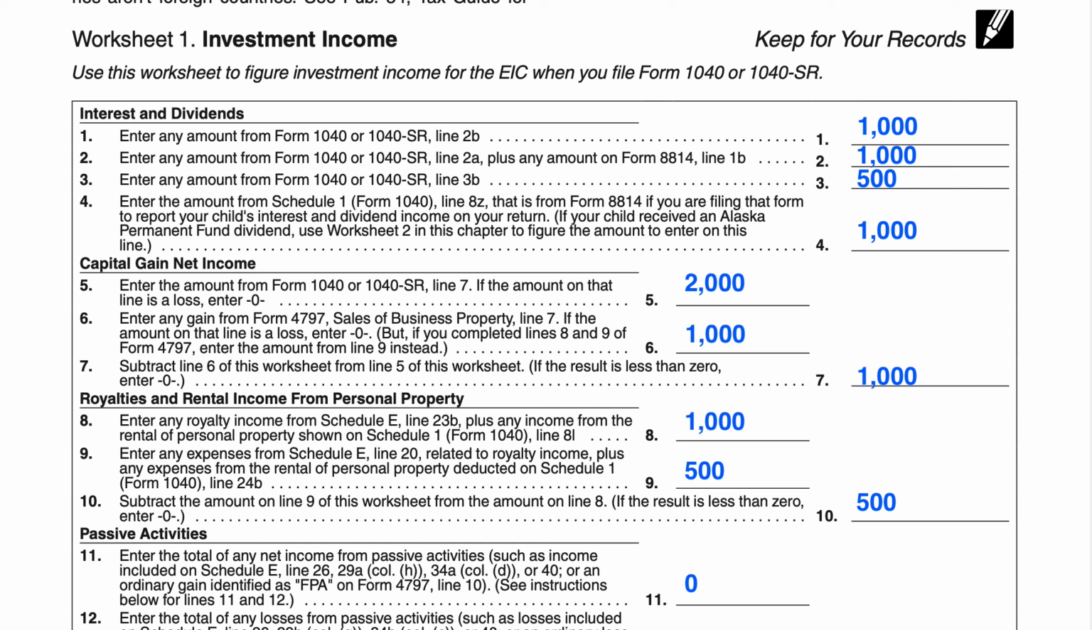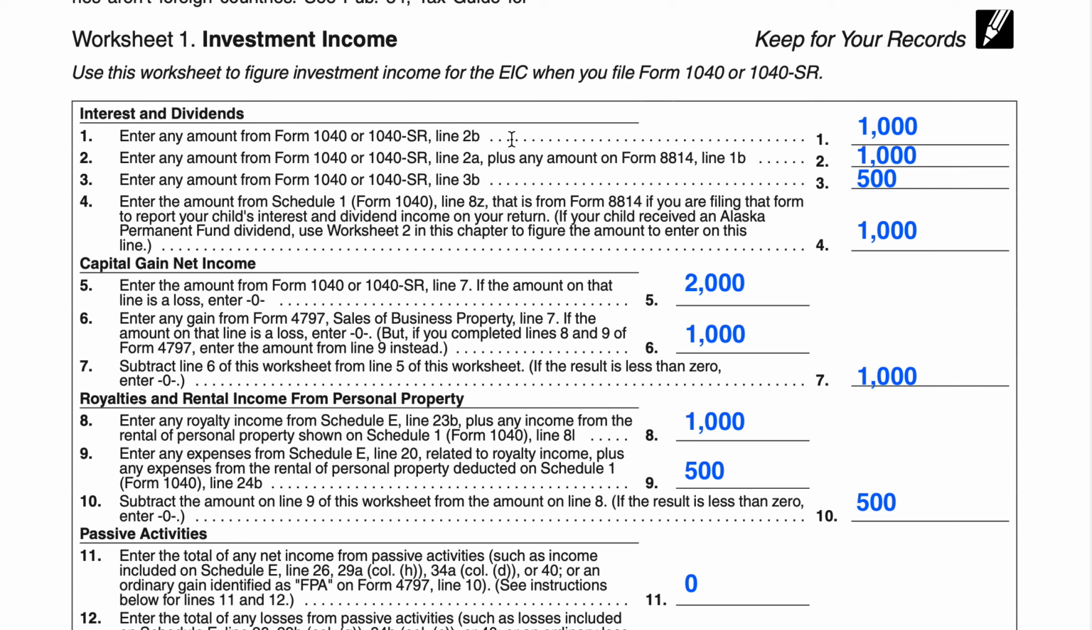So let's go ahead and start. First, we'll break this down into 4 different sections: interest and dividends, capital gain net income, royalties and rental income from personal property, and finally passive activities. So let's go ahead and start with the top of the form.